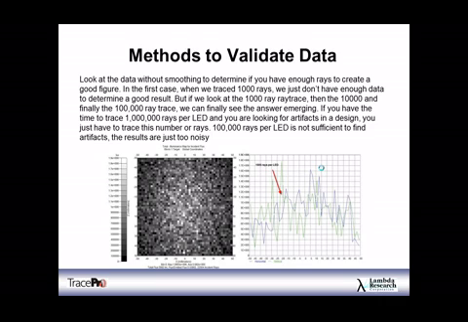That's just not going to give us very good artifact type information. But we should still get a good flux number. Now, if we look at the 10,000, finally the 100,000 ray trace, we finally see that answer emerging. If you have the time to trace 1,000,000 rays per LED, and you're looking for artifacts in design, you should be able to find it.